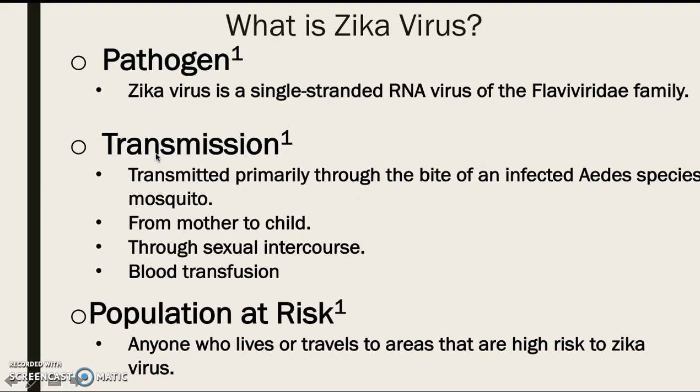Zika virus is a single-stranded RNA virus of the Flaviviridae family. It is transmitted primarily through the bite of an infected Aedes species mosquito, but can also be transmitted from mother to child, through sexual intercourse, or a blood transfusion. Anyone who lives or travels to areas that are high risk are at risk of contracting Zika virus.